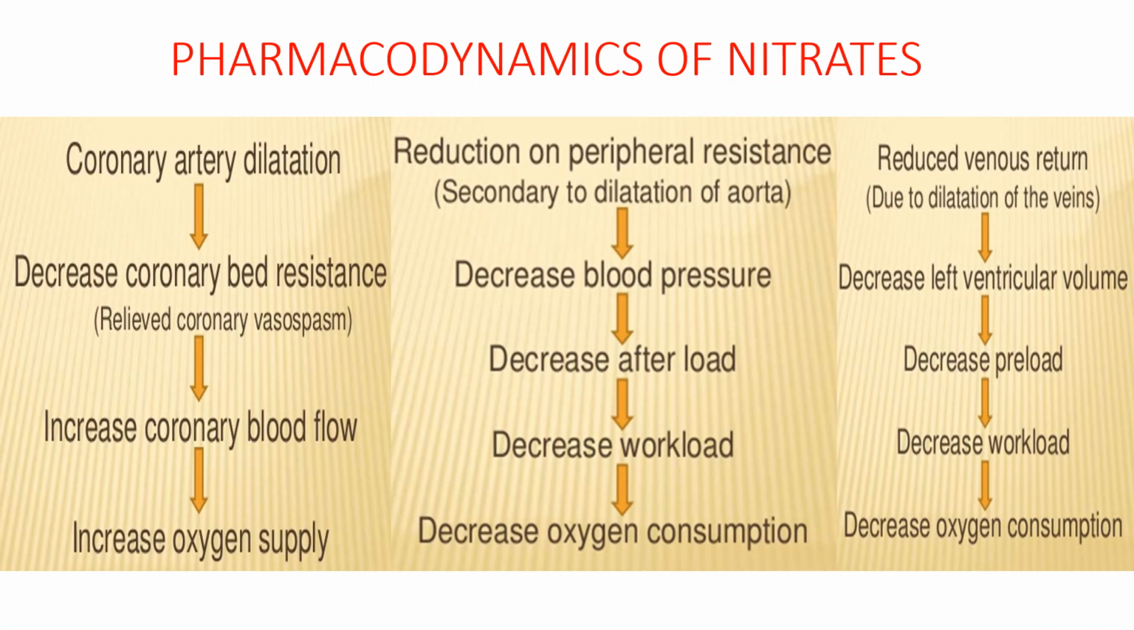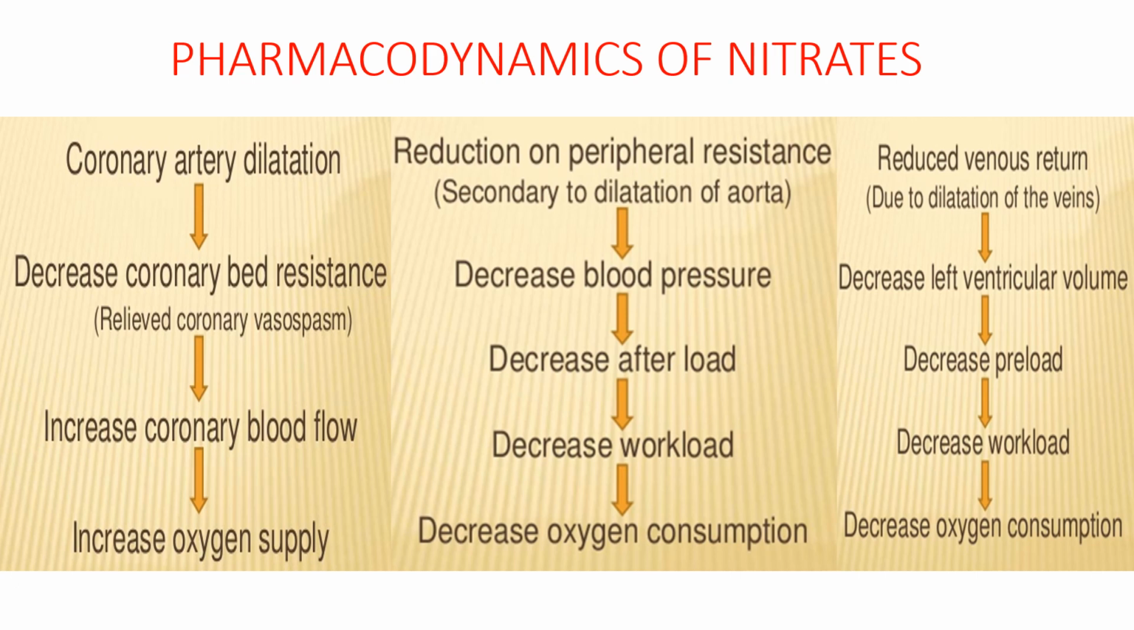Now, what happens hemodynamically when you take nitrates? They act in three ways. Coronary artery dilatation. By increasing coronary artery dilatation, you decrease coronary bed resistance, so vasospasm is relieved. Blood flow in the coronary vessels increases. So by increasing blood flow, you are increasing the oxygen supply, and this is the goal of anti-anginal drugs, to increase the oxygen supply.